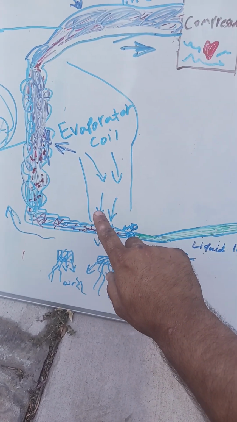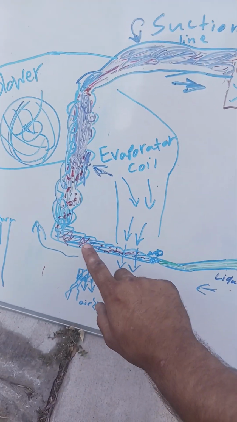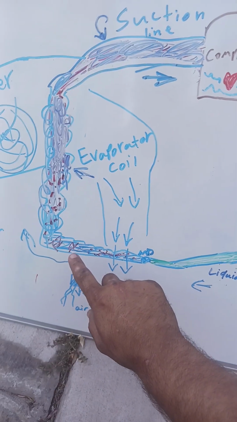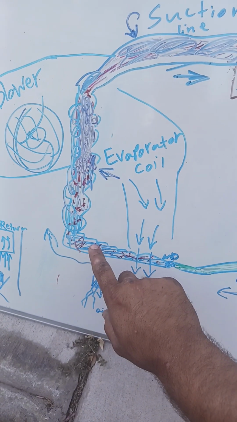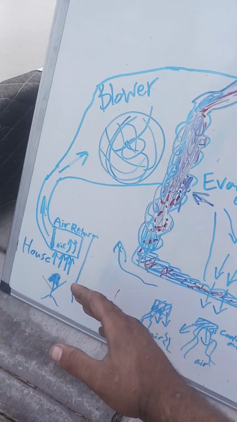Now, straight into there, when it drops the pressure and temperature, the evaporator coil should be around 40 degrees. So it drops that temperature instantly to 40 degrees, 25% vapor, 75% liquid comes in here. Okay? Starts to absorb the heat, basically the heat inside the house.